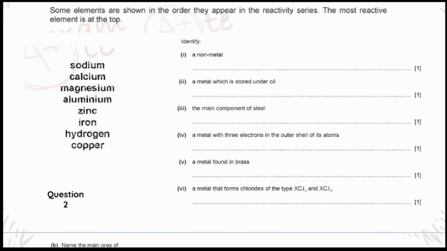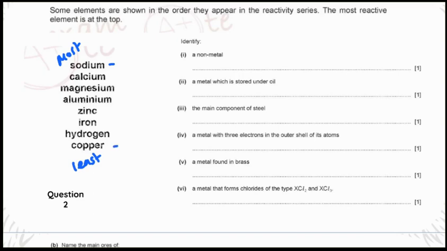This is question 2. So it says some elements are shown in the order they appear in the reactivity series. The most reactive element is at the top. So I would just write most and least here just to remind myself, but we do know that sodium, as a group 1 metal, is obviously way more reactive than copper, which is down the bottom.